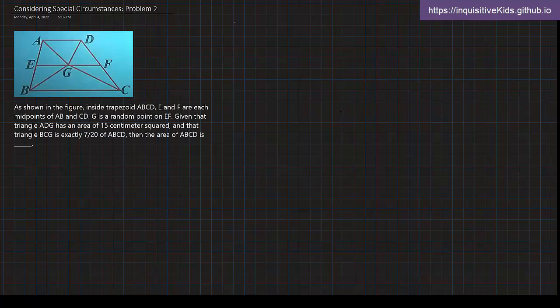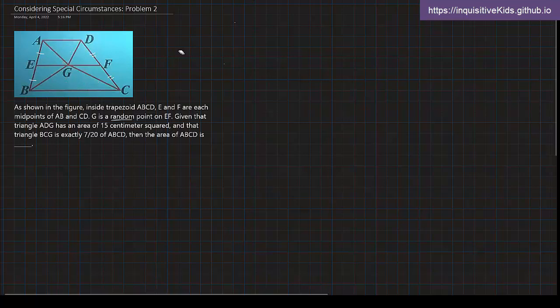As shown in this figure, inside trapezoid ABCD, so this whole thing is a trapezoid, E and F are each the midpoints of AB and CD. So I'm just making these marks to show that they're equal. G is a random point on EF. Again, we have that word, random. Given that triangle AGD has an area of 15 centimeters squared, and that triangle BCG is exactly 7/20ths of ABCD. What is the total area of ABCD?